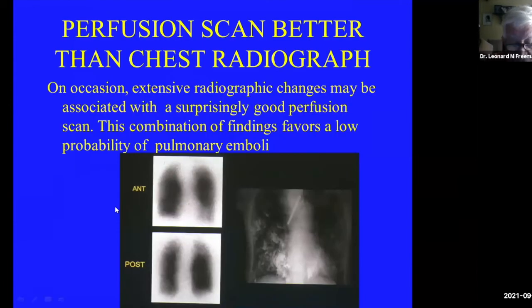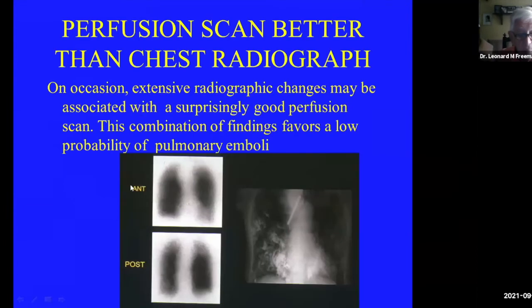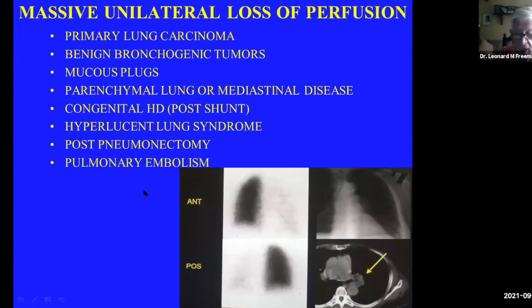Okay, a whole lung. When a whole lung is missing, such as you see here on this perfusion scan, it could be a pulmonary embolism, but as you see, here's a list. The pulmonary embolism is at the bottom. More often than not, this is a lung cancer or something else that might be benign, but a whole lung missing is less likely to be a pulmonary embolism.